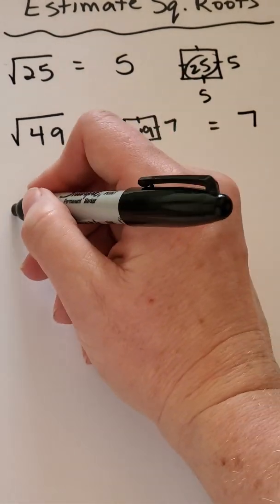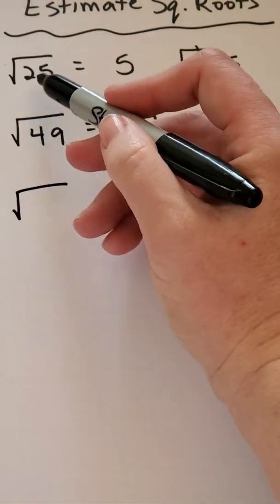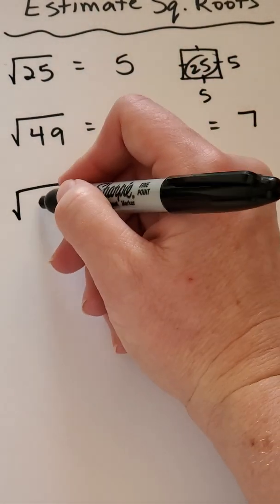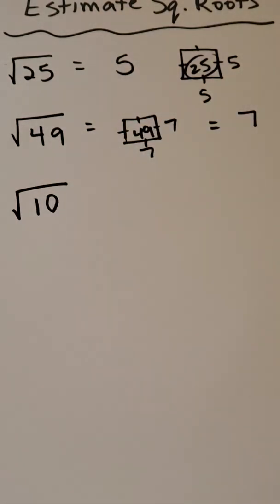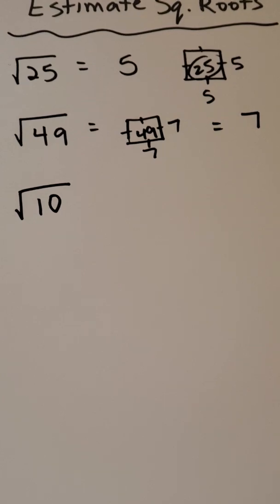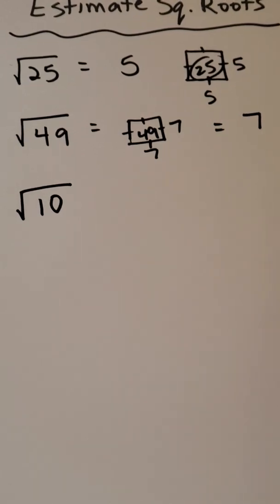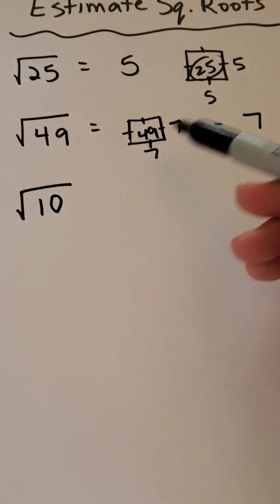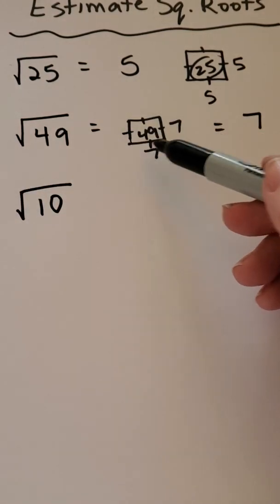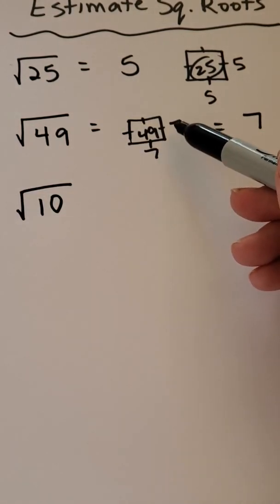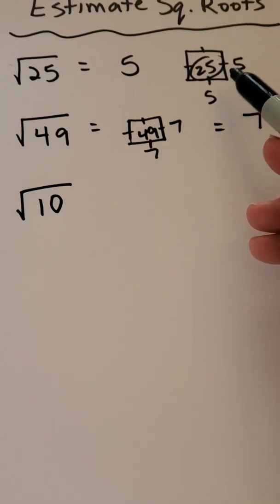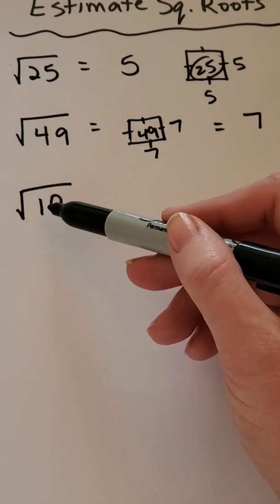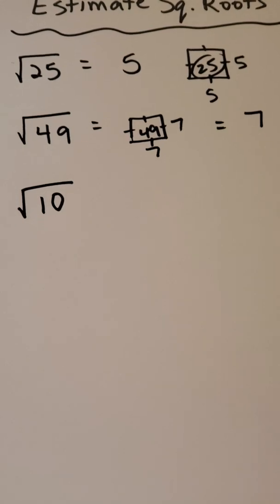Okay, but sometimes it doesn't work out perfectly, like these perfect square roots. Sometimes you have one like this, the square root of 10. Now, some kids think it's 2 times 5, but it has to be the same number times the same number because it's a square root. And a square root means it makes a square. So 7 times 7 or 5 times 5. So 2 times 5 doesn't work. It's not the same number times the same number.